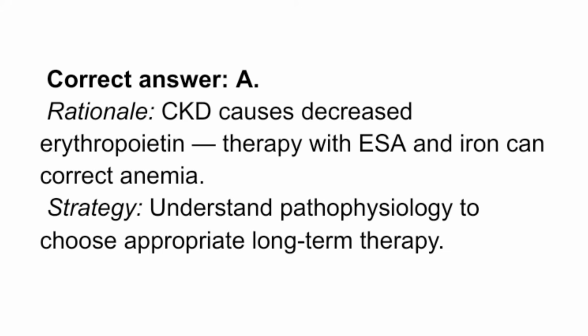Correct answer, A. Rationale: CKD causes decreased erythropoietin. Therapy with ESA and iron can correct anemia. Strategy: understand pathophysiology to choose appropriate long-term therapy.